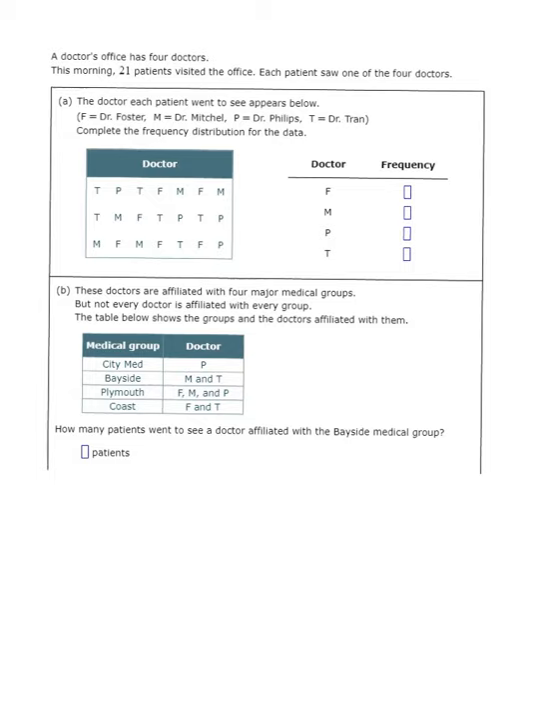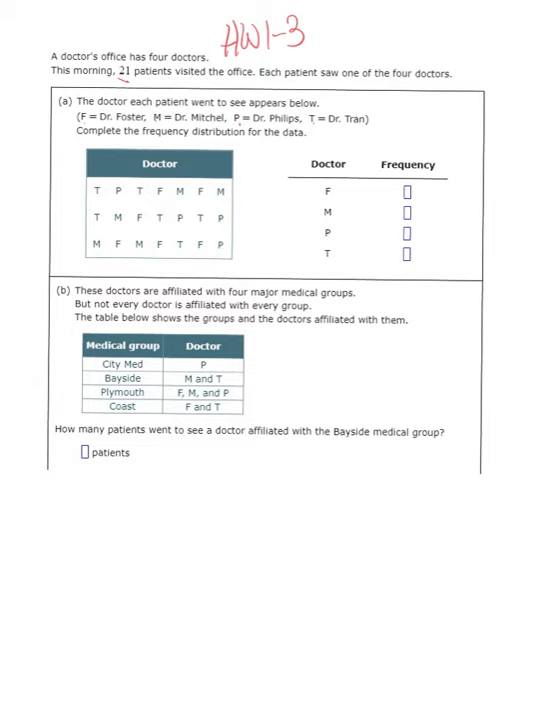All right, let's take a look at homework 1-3. One of the first ones you'll come across is a problem that looks similar to this. In our case, we have a doctor's office with 4 doctors. They had 21 patients that morning, and each one of these initials refers to a different doctor. And so we're just trying to find out how many people saw each doctor.